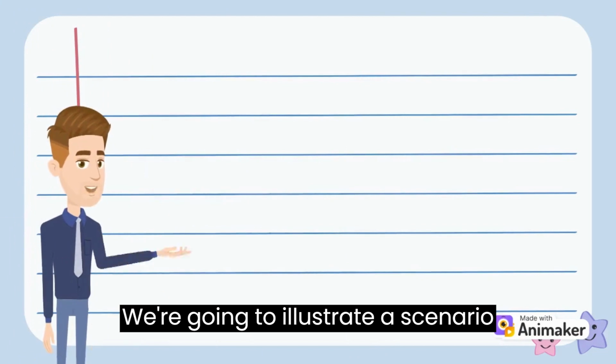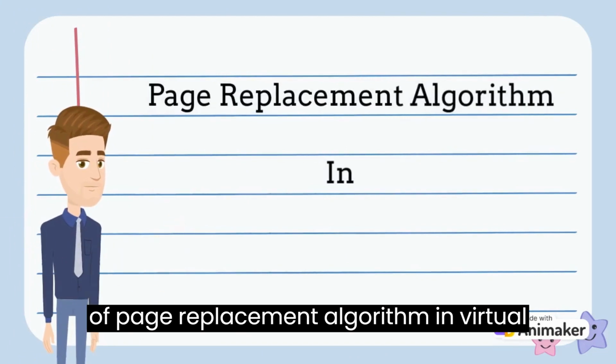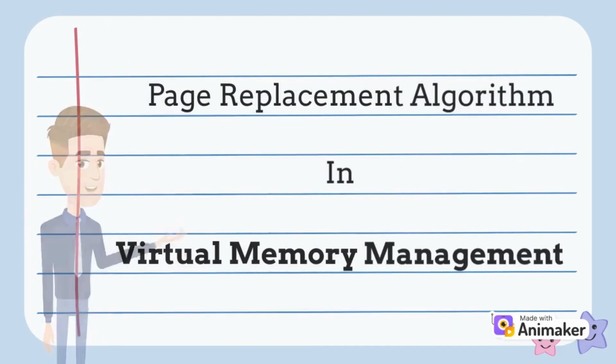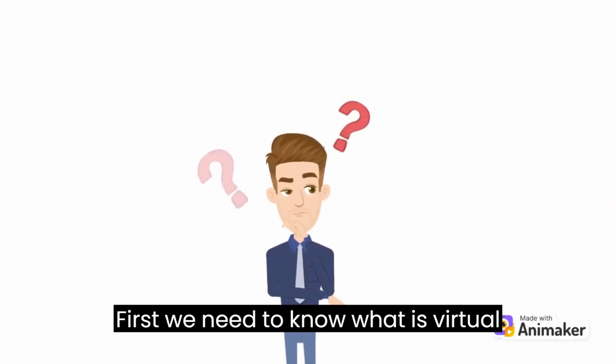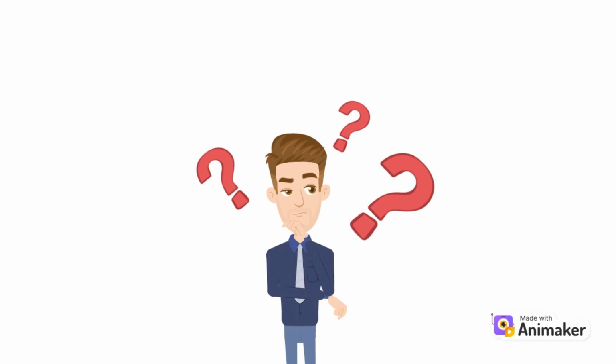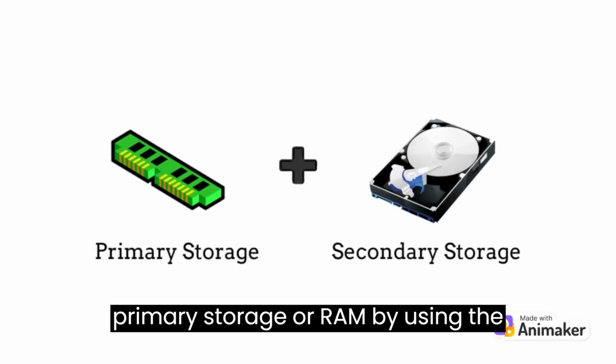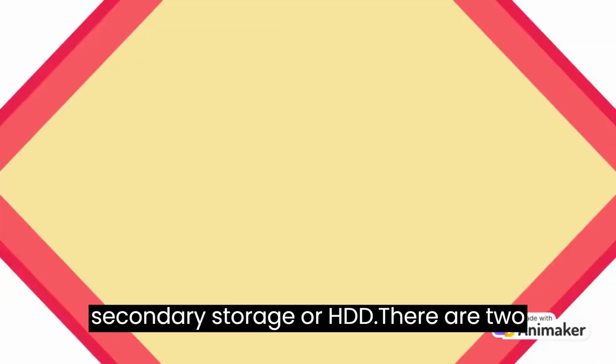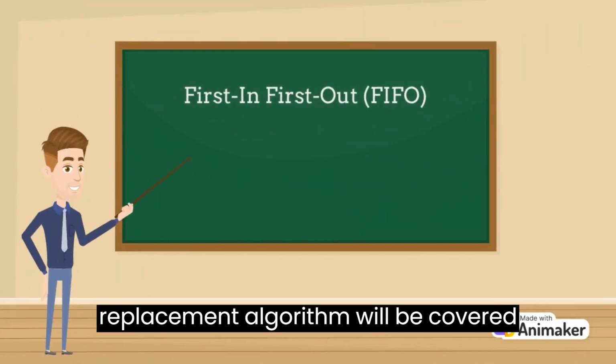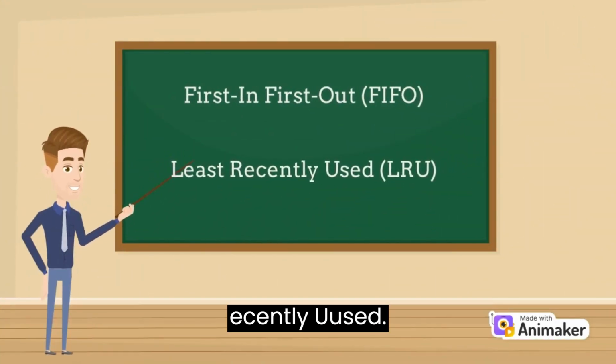We're going to illustrate a scenario of page replacement algorithm in virtual memory management. First, we need to know what is virtual memory. Virtual memory is the extension of primary storage or RAM by using the secondary storage or HDD. There are two replacement algorithms that will be covered, which are first in first out and least recently used.